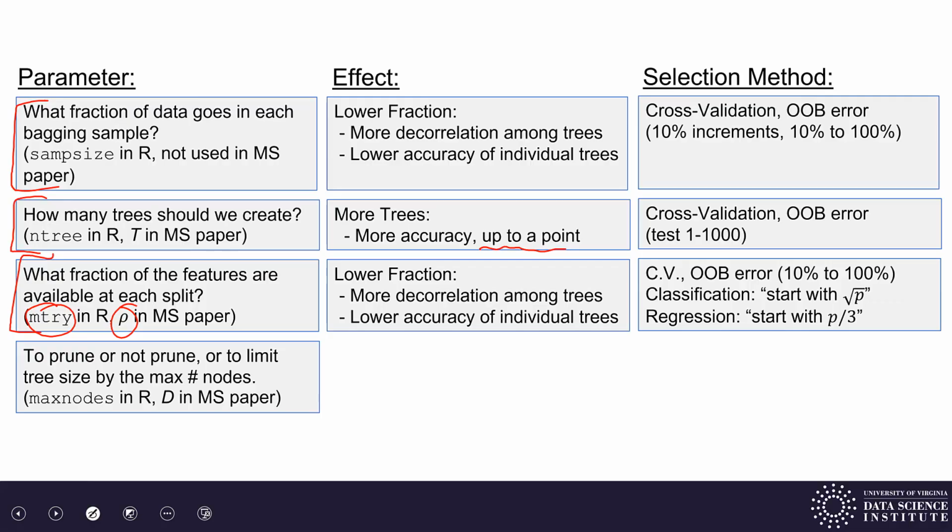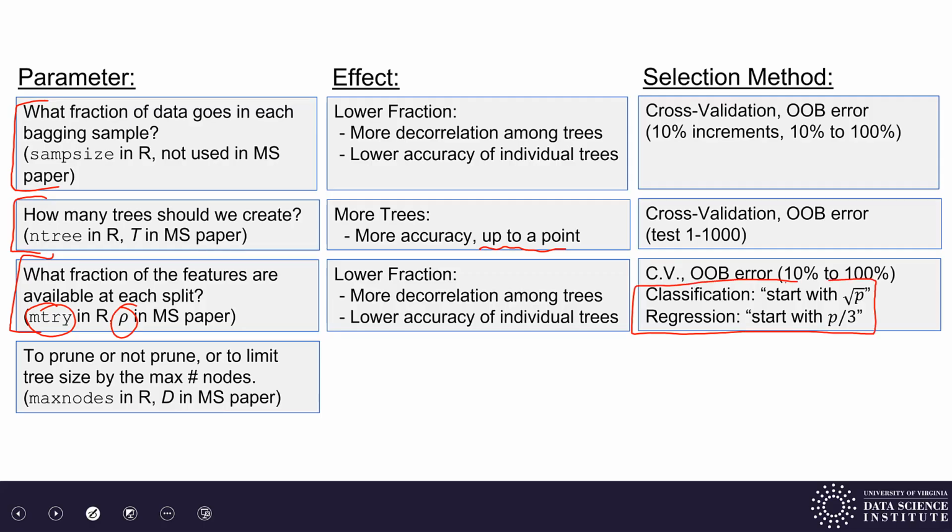Often, for classification, there are some back-of-the-envelope or general heuristic rules that people use. The general rule is to start with the square root of p, where p is the total number of features. So if you have 50 features, you'd start with the square root of 50 features for each split. For regression, the back-of-the-envelope rule is to start with p divided by 3 features for each node. But those rules are only general rules.